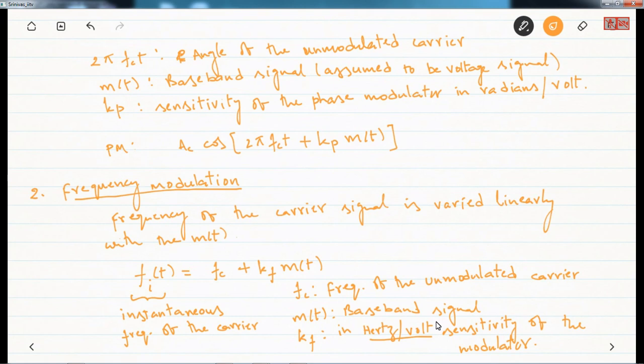Okay. So see, for phase modulation, we have got this expression, total expression, which is Ac cos 2 pi fct plus kp m of t. Whereas for frequency modulation, we have got an expression for only the instantaneous frequency of the carrier wave. But we do want to write some expression like this, which is Ac cos and so on, right? So let's do that.